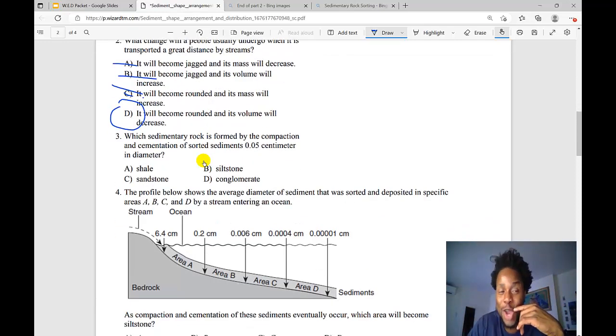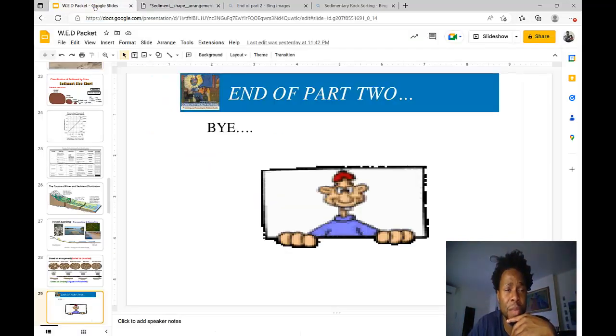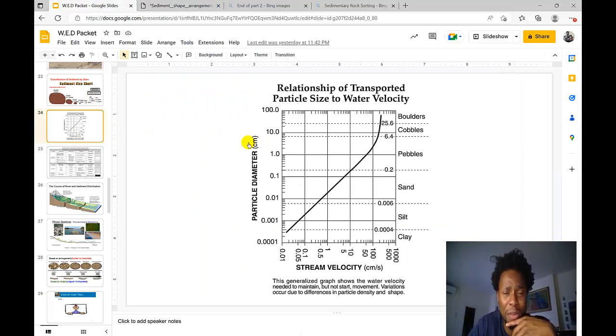Question number 3. Which sedimentary rock is formed by the compaction and cementation of sorted sediment 0.05 centimeter in diameter? Tricky one. All right. The key important thing in there is this 0.05 centimeter. What kind of sediment is that? What sediment size is 0.05 centimeter? Let's find that using our ESRT page 6.